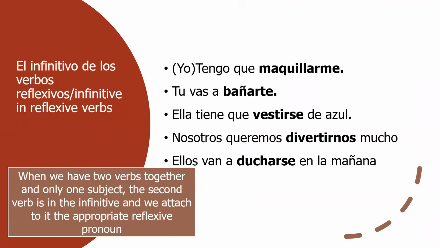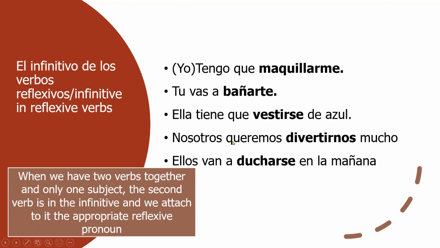Now, what about the infinitive of reflexive verbs? Well, when we have two verbs together and only one subject, remember that the second verb is left in the infinitive form. Well, when that second verb is actually a reflexive verb too, we're going to attach the reflexive pronoun to the end of the second verb. And remember that the reflexive pronoun has to be the appropriate reflexive pronoun, it reflects the subject of the verb.